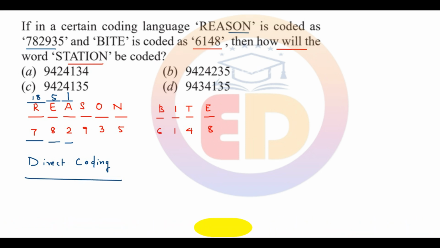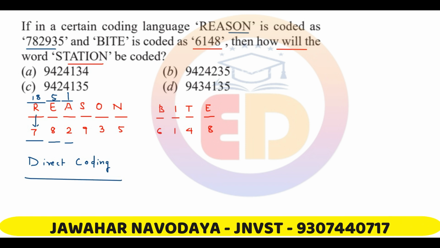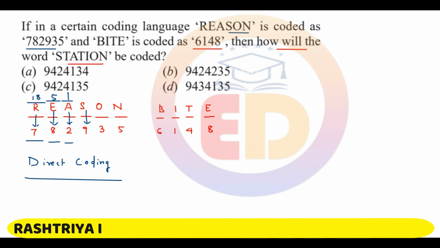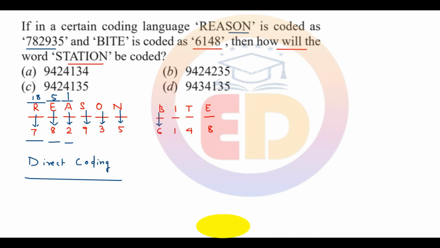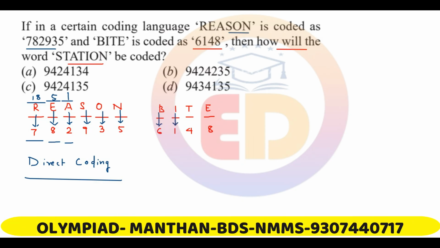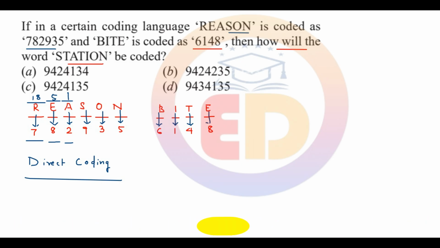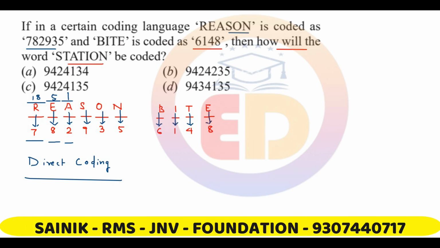And for direct coding, you take the respective codes. So R will be taken as 7, E will be taken as 8, A will be taken as 2, S will be taken as 9, O will be taken as 3, N will be taken as 5, B is taken as 6, I is taken as 1, T as 4, and E as 8. And now they're asking the code for station.